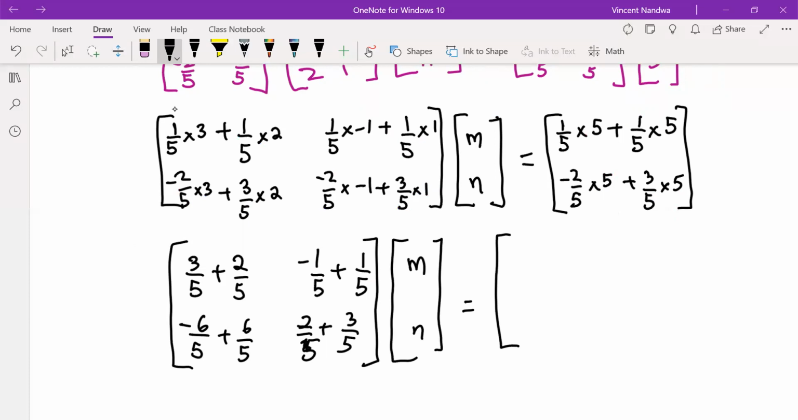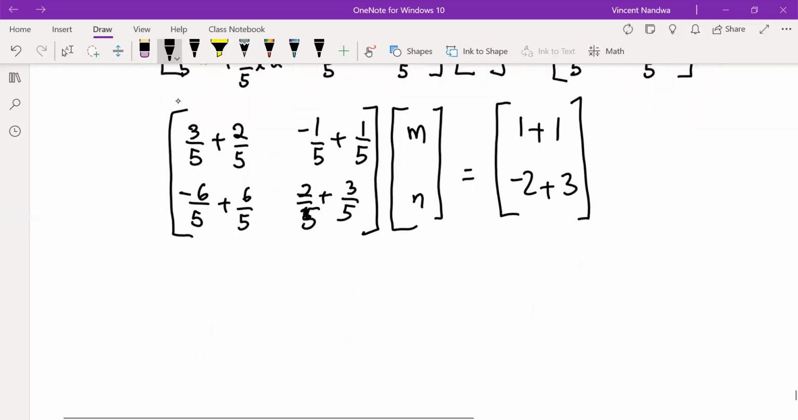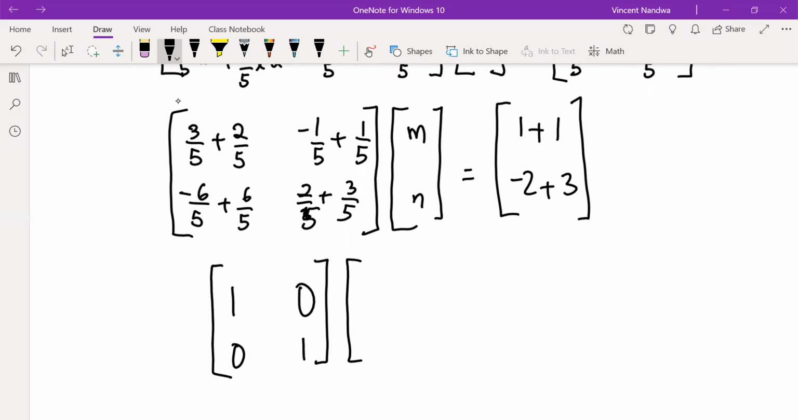So 1 over 5 times 5 is 1. 1 over 5 times 5 is 1. Minus 2 over 5 times 5 is -2. 3 over 5 by 5 is 3. Now 3 over 5 plus 2 over 5 is 1, minus 1 over 5 plus 1 over 5 is 0, minus 6 over 5 plus 6 over 5 is 0, 2 over 5 plus 3 over 5 is 1. One plus 1 is 2, minus 2 plus 3 is 1.